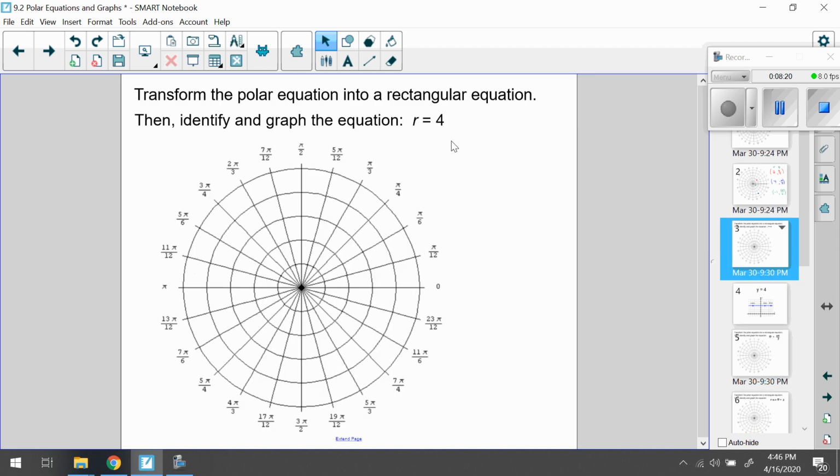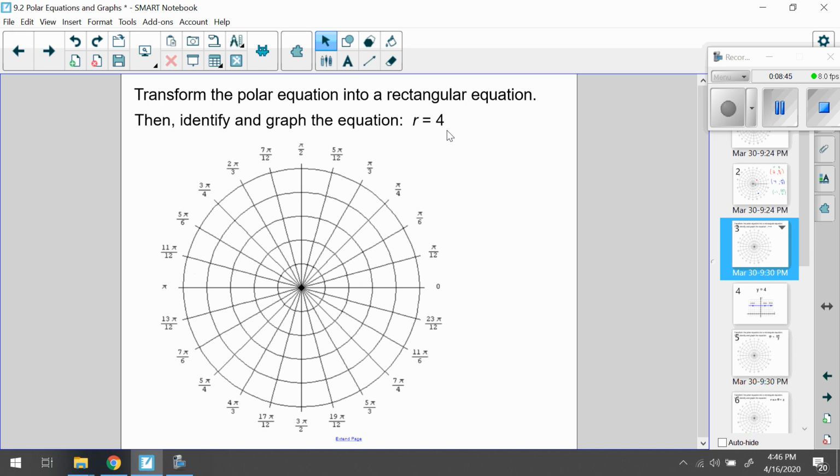Since there's no other variable here, a lot of times polar equations have an r and a theta, but since there's only an r, that tells me this is a graph where r is always 4. So maybe before we actually start, you could pause the video and think about what that might look like. What would an equation where r always has to be 4 look like?